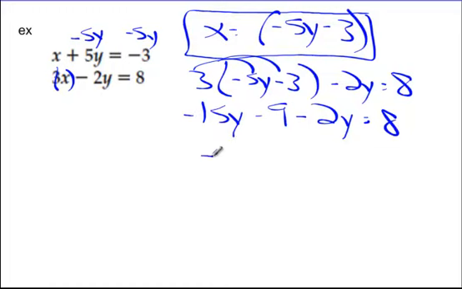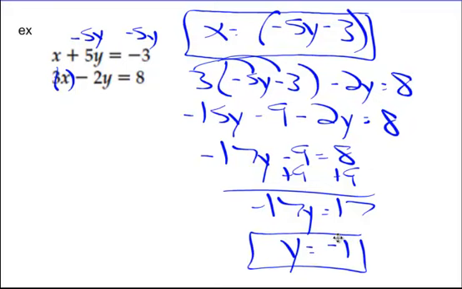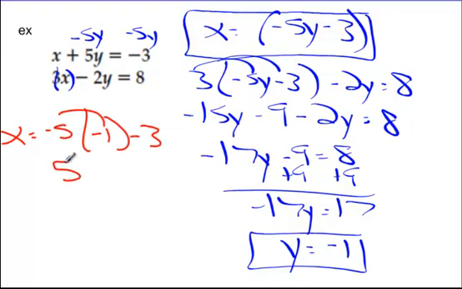15, 2, both negative, so negative 17y minus 9 equals 8. Well, hello there, Mr. 9. Negative 17y equals positive 17, so y must be negative 1. Well, y is negative 1. We're going back up to this original equation that we made here. x equals negative 5 times negative 1 minus 3. So we have 5 minus 3, which is 2.